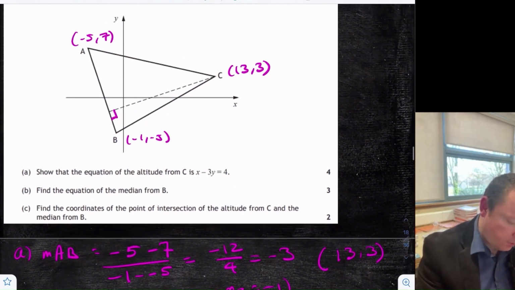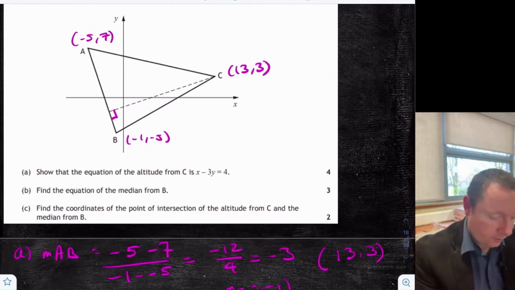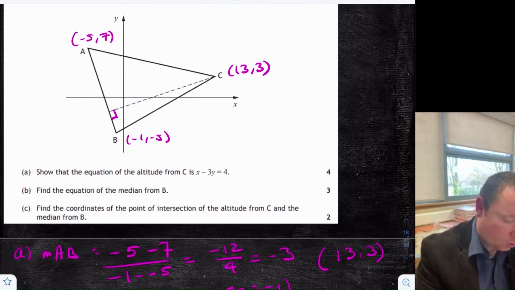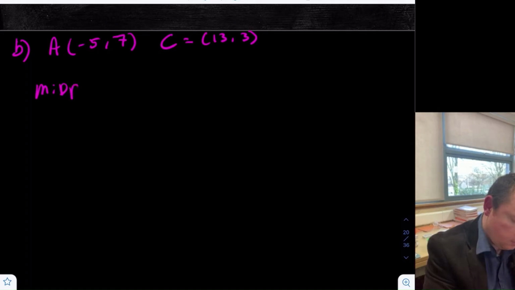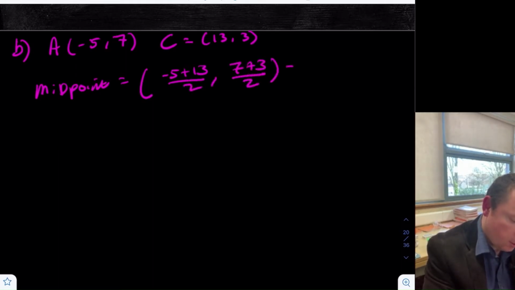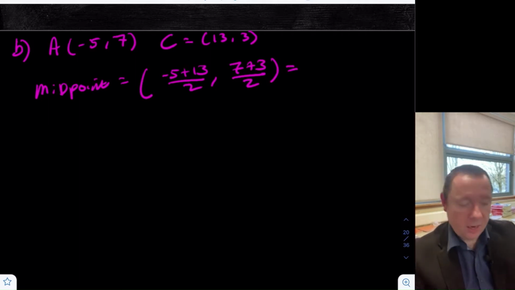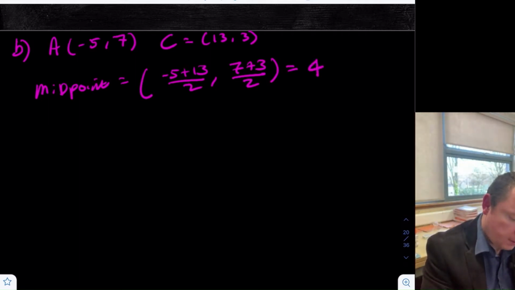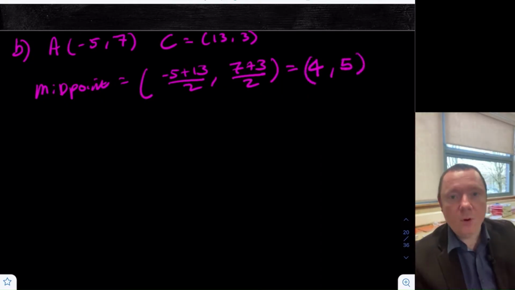Part B says, find the equation of the median from B. So median means we need to cut AC in half and then use the gradient formula to find the gradient. So our midpoint, this is the average of the x's, minus 5 plus 13 over 2, and the average of the y's, 7 plus 3 over 2. 13 minus 5 is 8, divided by 2 is 4, and then 7 plus 3 is 10, divided by 2 is 5. So there's our midpoint.